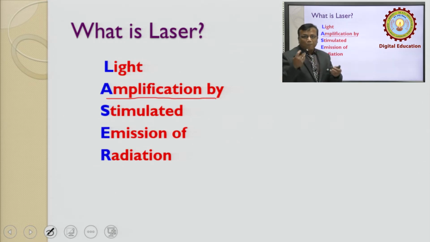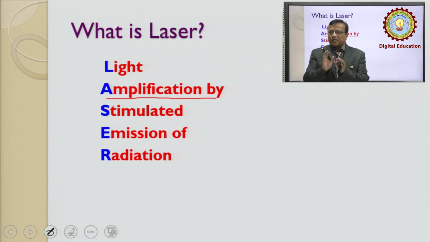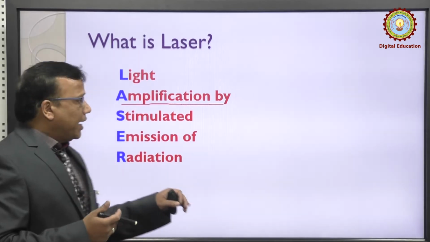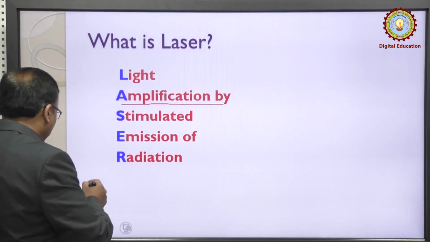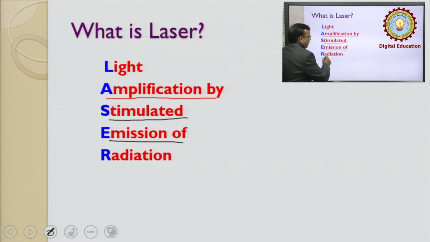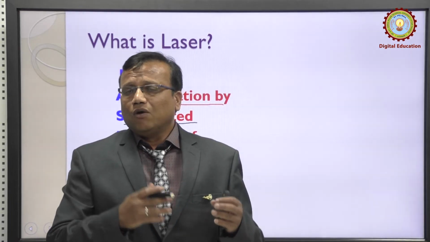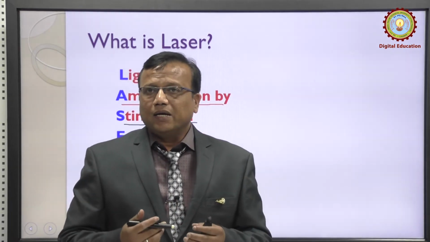It means we want to amplify, to increase the intensity of light, because the intensity of ordinary light is very low, so it does not have any practical use. So, we want to increase the intensity of light, and how can we do that? We can increase the intensity of light by using the process of stimulated emission of radiation. It means the process applied is stimulated emission. We will also discuss what stimulated emission is in the next topic.